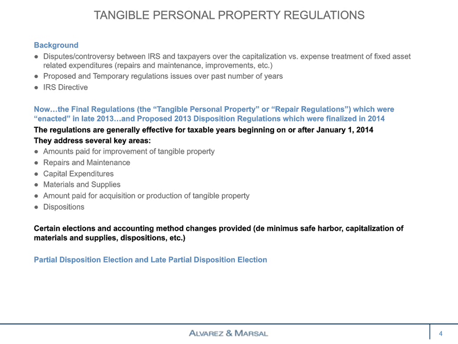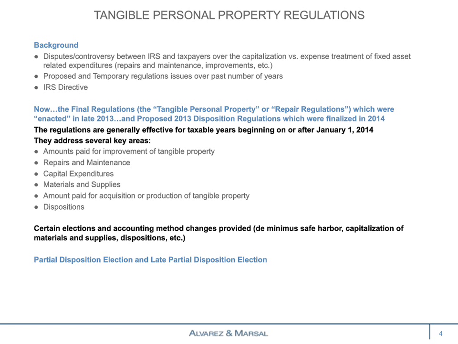They deal with repairs and maintenance, materials and supplies, capital expenditures and amounts paid for improvements thereof, amounts paid for acquisition of tangible personal property, things of that nature, as well as dispositions. And that's really where we're going to focus our time today. Along with that came certain elections and accounting method changes that have been spelled out in various rev procs that have come out since this time, and we'll go through some of those in more detail.